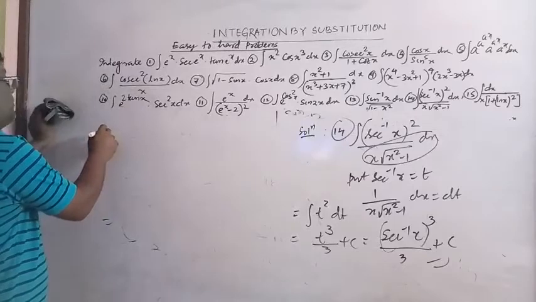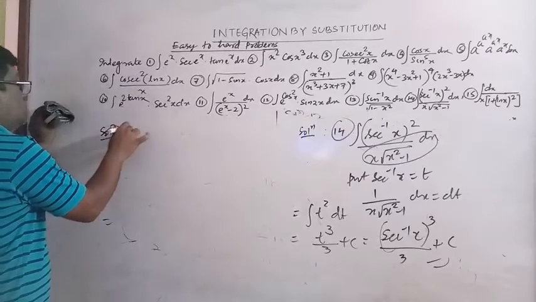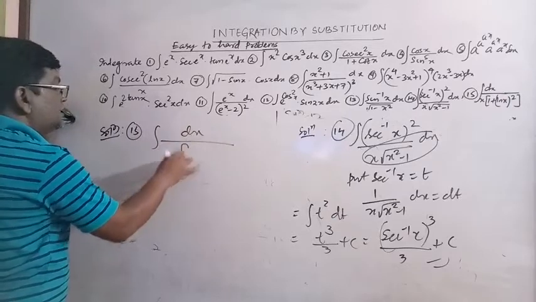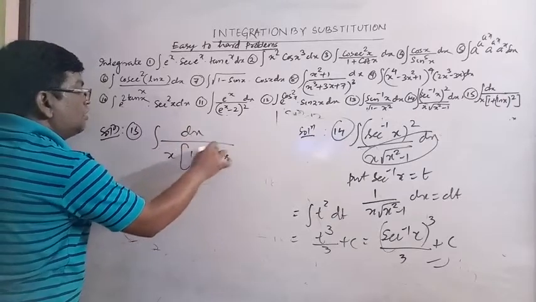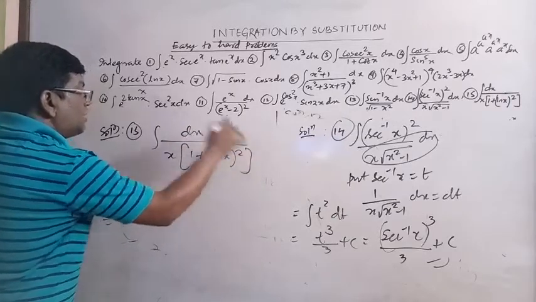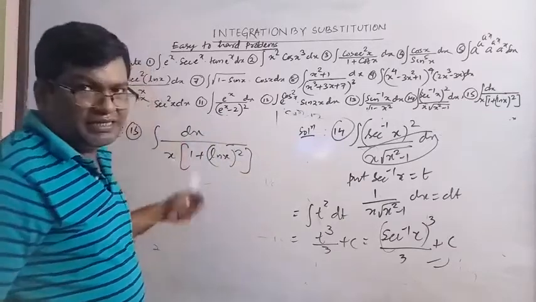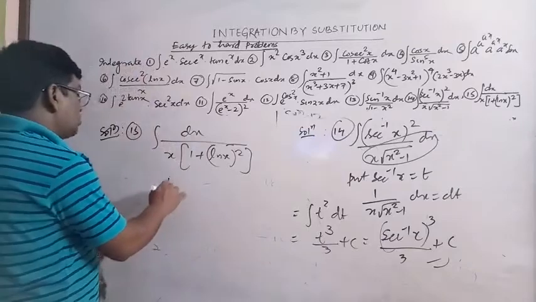Solution of question number 15. This is integration of dx by x into (1 plus log x) whole square. What is the derivative of log x? The derivative of log x is equal to 1 by x. So 1 by x is present here. So put log x equal to t.